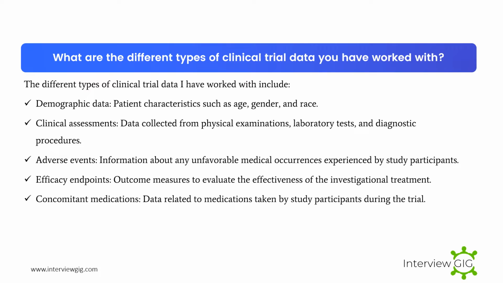What are the different types of clinical trial data you have worked with? The different types of clinical trial data I have worked with include demographic data, patient characteristics such as age, gender, and race. Clinical assessments, data collected from physical examinations, laboratory tests, and diagnostic procedures. Adverse events, information about any unfavorable medical occurrences experienced by study participants. Efficacy endpoints, outcome measures to evaluate the effectiveness of the investigational treatment. Concomitant medications, data related to medications taken by study participants during the trial.